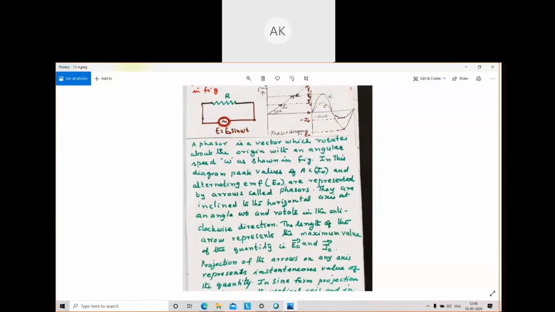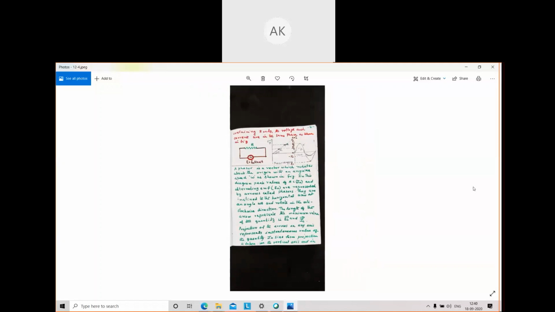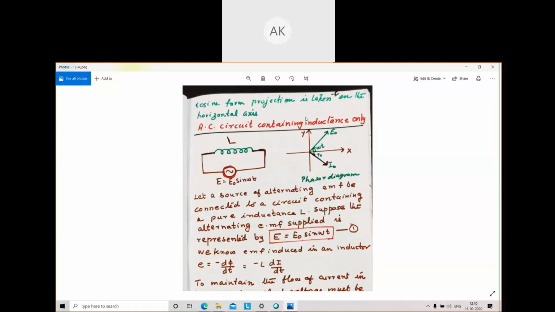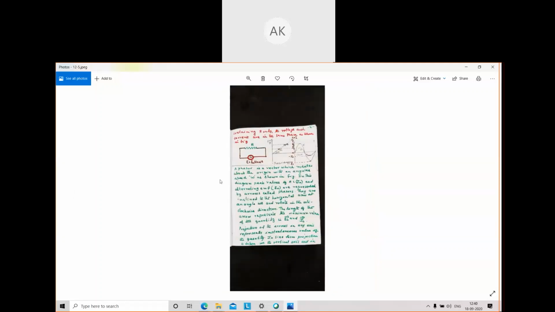Here we represent it with the sine curve. This is the form of the sine curve. Here we use that only. Okay. Projection of the arrows on any axis represents instantaneous values of the quantity. In sine form, projection is taken along the vertical axis, and in cosine curve, the projection is taken along the horizontal x-axis. Okay. So, the phasor diagram I will show you again because that is important.